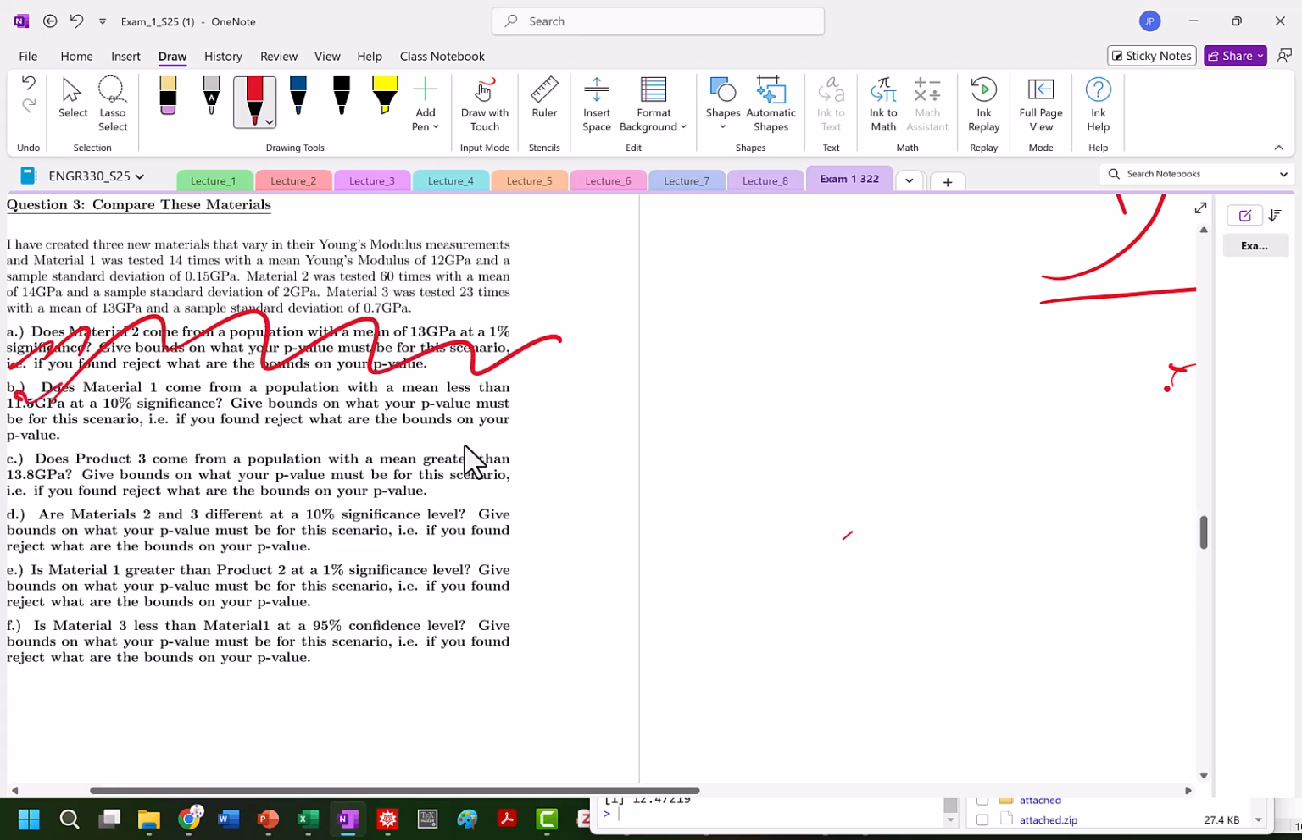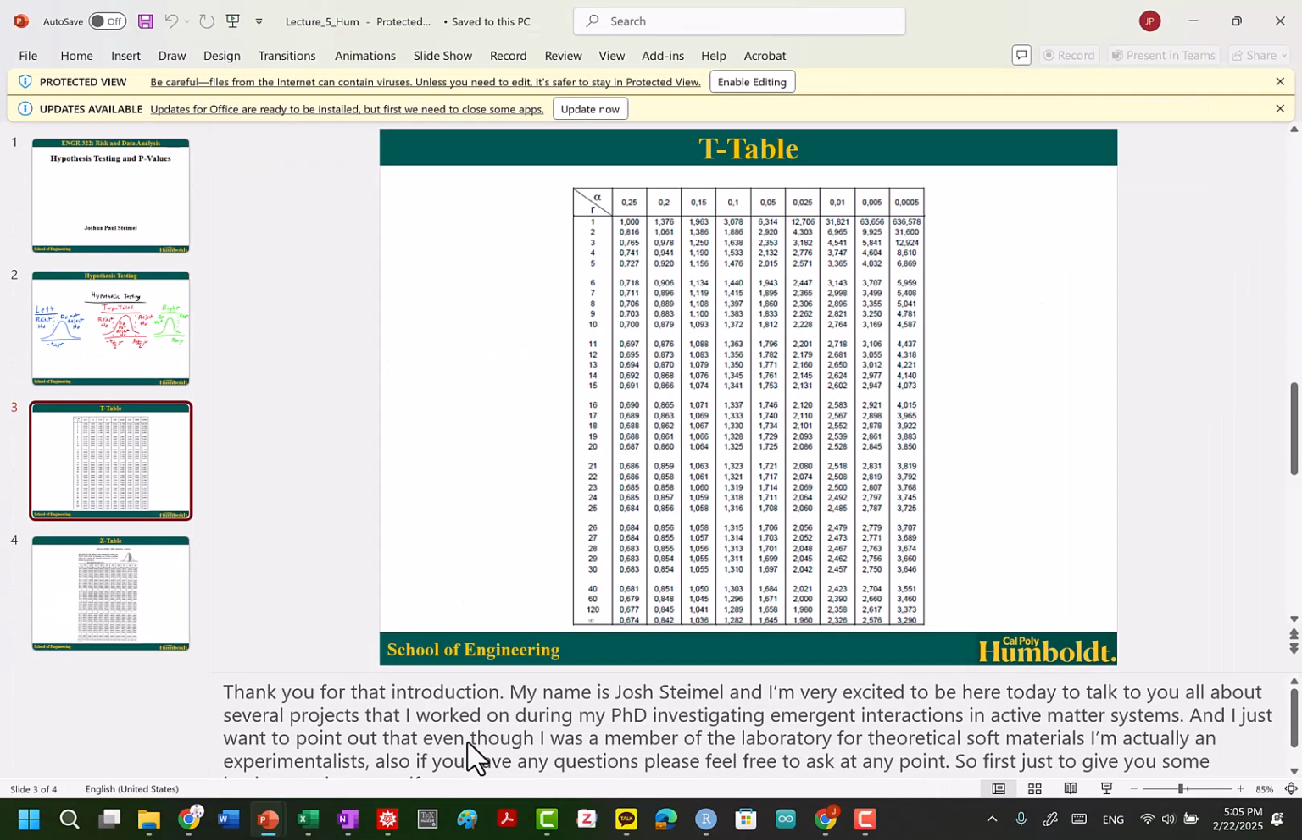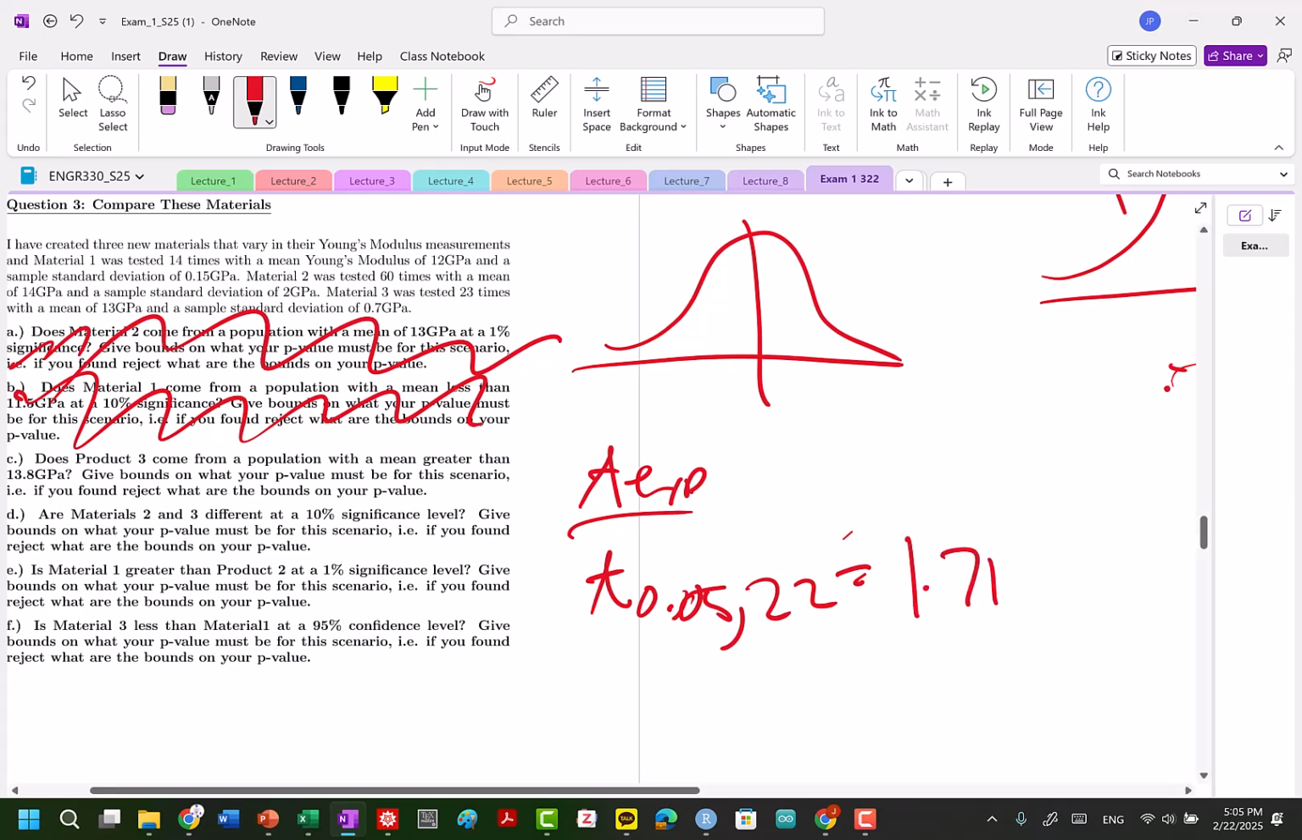Done. Does product 3 come from a population with a mean greater than the given value? So it's a right-tailed test, and we need our T experimental, which we'll calculate in a bit. Then our T critical uses alpha, and our alpha here is not given, so it's going to be 0.05. Our nu for product 3 is going to be 22. Let's look that up: 0.05 with 22 is going to be 1.717.